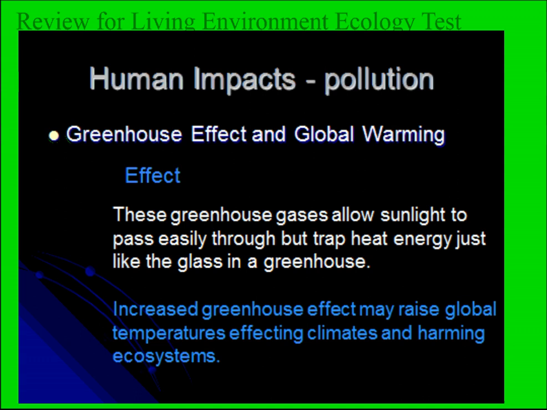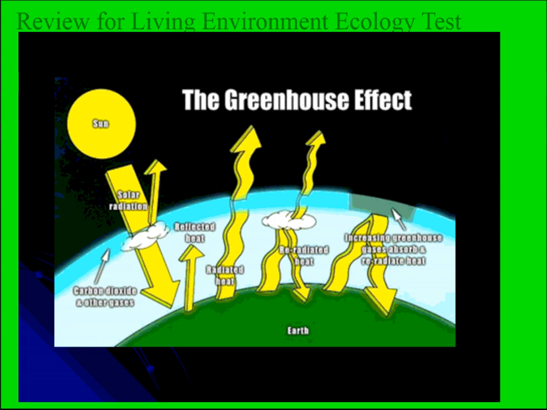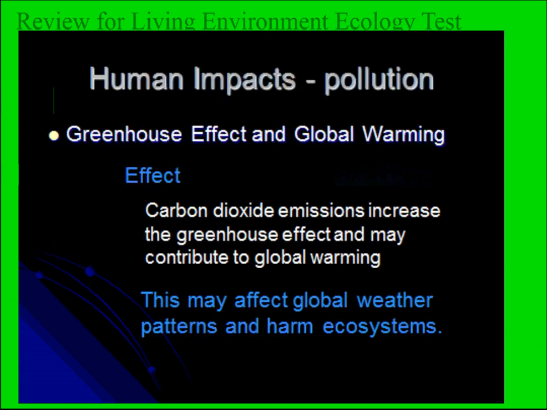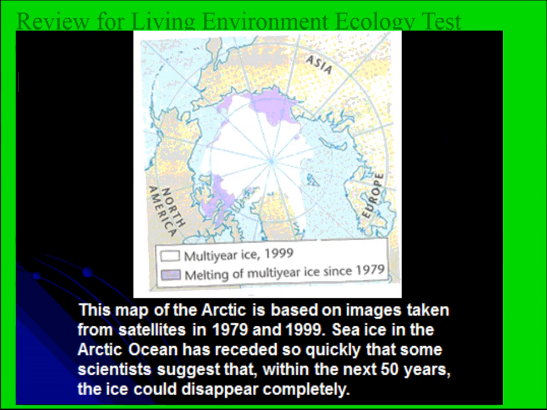Here's a diagram showing how this works. The ultraviolet radiation goes right through. The infrared heat energy gets trapped. The effects: the carbon dioxide emissions increase the greenhouse effect and may contribute to global warming, changing global weather patterns and harming ecosystems. Here you see this diagram is showing how the polar ice caps are melting. This is leading to sea level rise.